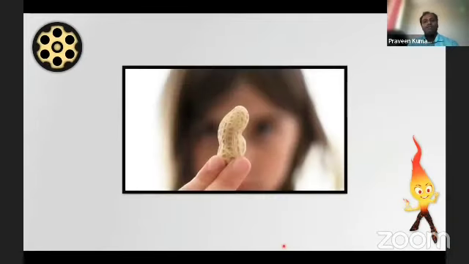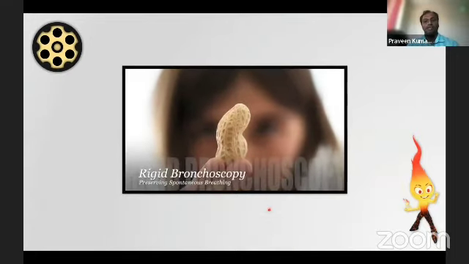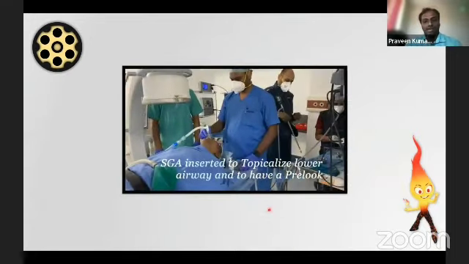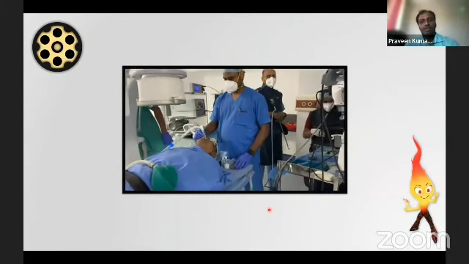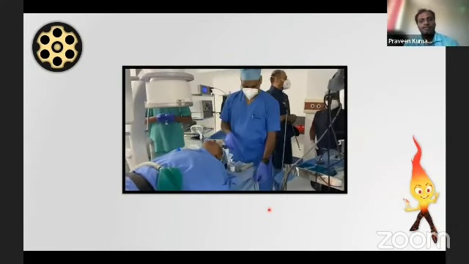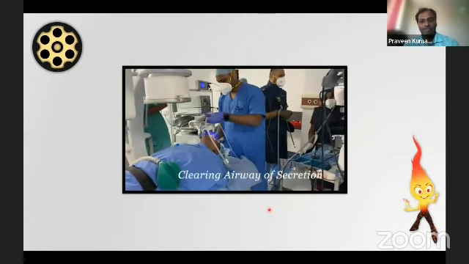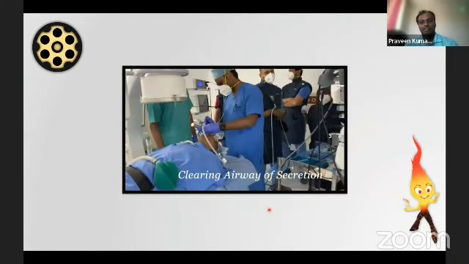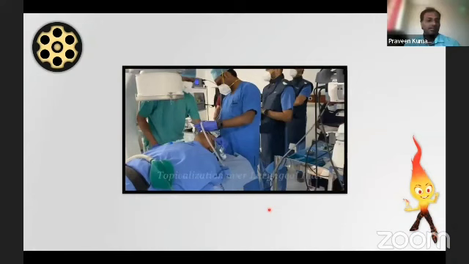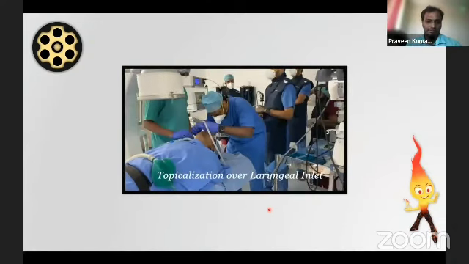This is a short video of how we put in the rigid bronchoscope. This video is done in an adult patient. An iGel has been placed to topicalize the airway and also for look-down scopy. A gentle laryngoscopy is done to clear the airway of secretions before topicalization of the laryngeal aperture. You can see the patient coughing, minimal coughing.